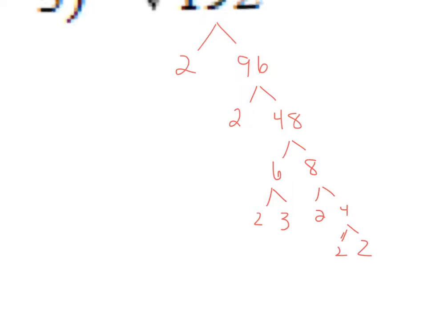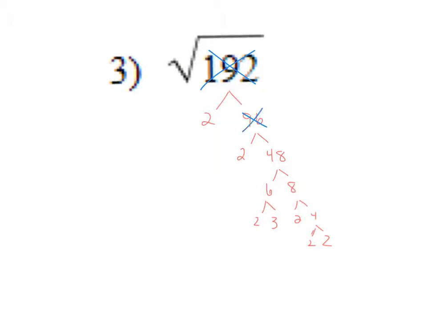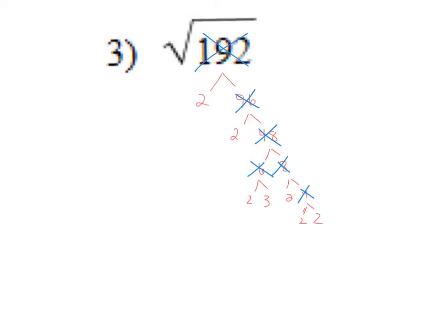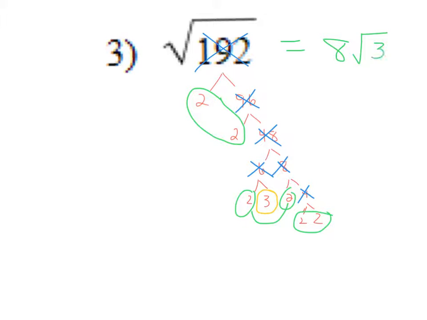Okay, so now again, take out everything you broke down. Don't reuse those. If you broke it down, you don't use it. So now I'm just looking at my endings. I've got a pair of 2s, a pair of 2s, and another pair of 2s. So 2 times 2 is 4, times 2 is 8. So I have an 8 on the outside because I had 2 times 2 times 2. Now this poor little guy right here, this 3, he doesn't have a buddy. And if he doesn't have a buddy, he doesn't get out. So he's stuck on the inside. So my answer is going to be 8 root 3.